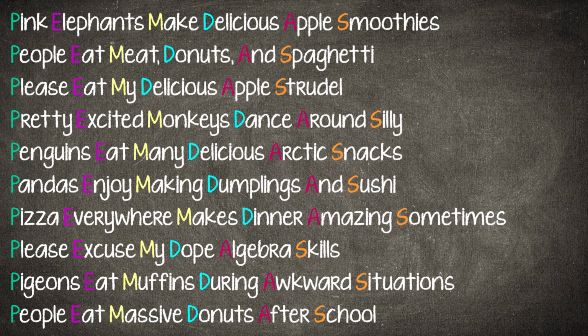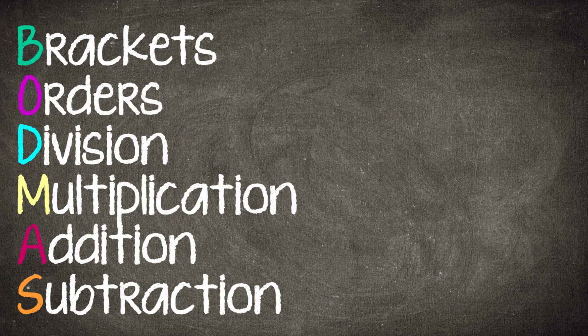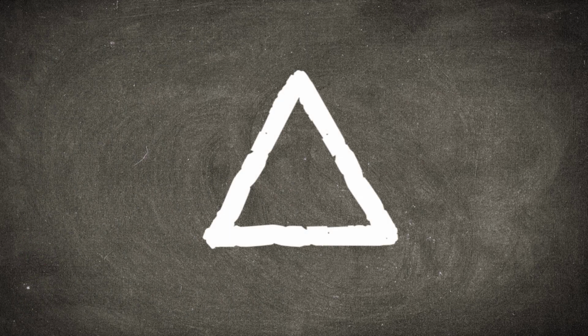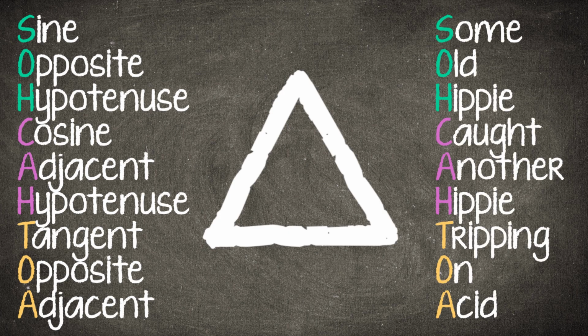If you're not from the US, then you're probably more familiar with BEDMAS or BODMAS, but these are all effectively the same. If you've ever heard of or have seen a triangle, then you may be familiar with SOHCAHTOA, as well as its association with hippies.